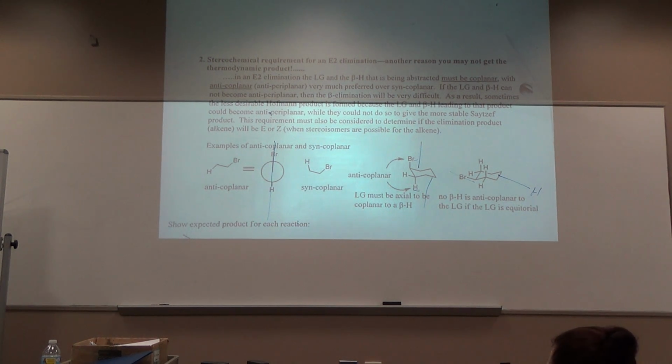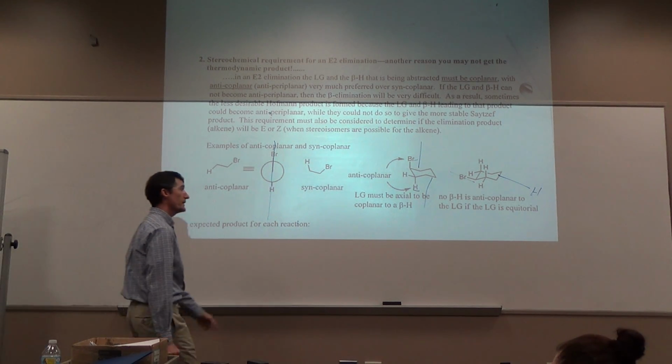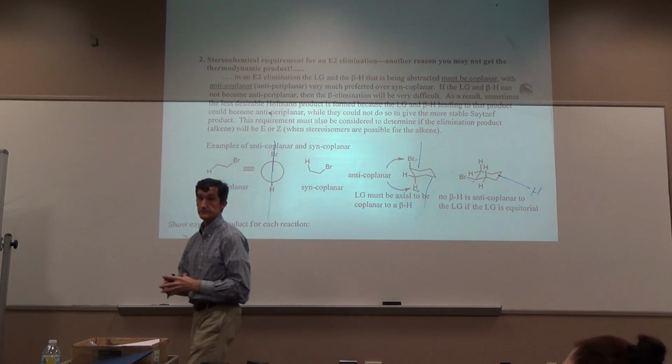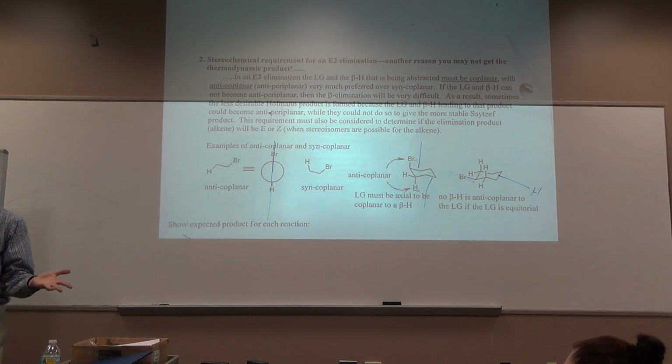The bromine can only be eliminated... I'm sorry, I should have said equatorial just a minute. When the bromine is equatorial, none of the H's are coplanar. You only get a coplanar H when the bromine is axial. Now, is axial the best position for the bromine? No. It actually can only eliminate from the worst position.